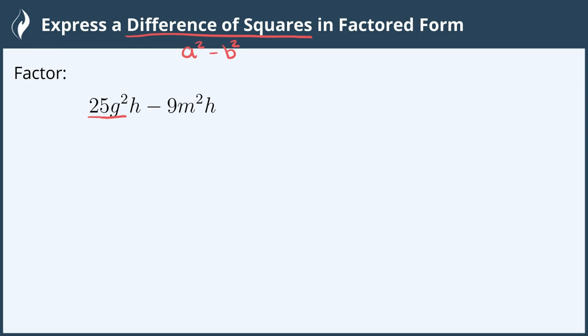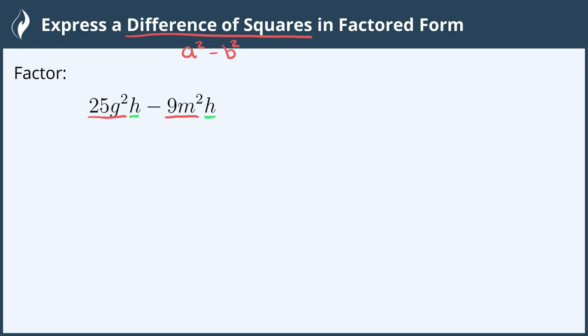So looking at our terms, I can see that 25 can be square rooted to be 5 and g squared can be square rooted to g. However, the h is not a perfect square. So this right here doesn't follow that pattern. Let's look at our second term. 9 I can square root and get a 3, and m squared can be square rooted to get an m. And again, I have this h that cannot be square rooted.